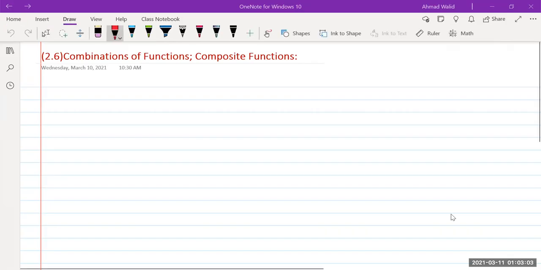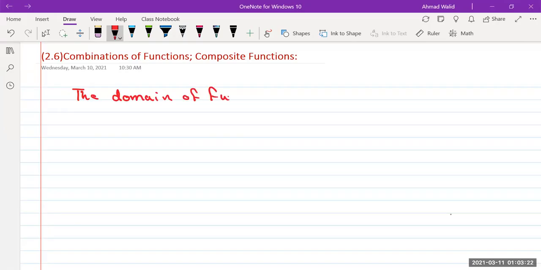Before moving to combination, let's discuss the domain of a function again, correct? The domain of functions.